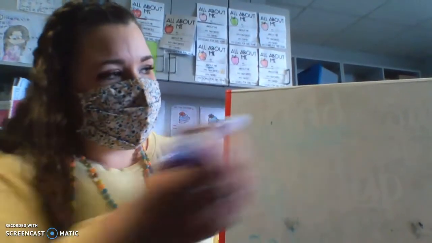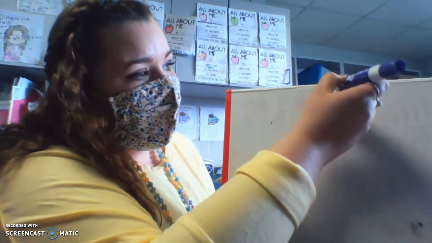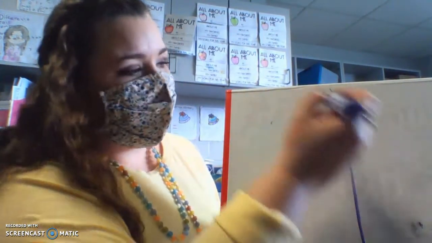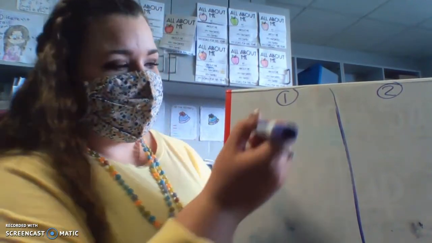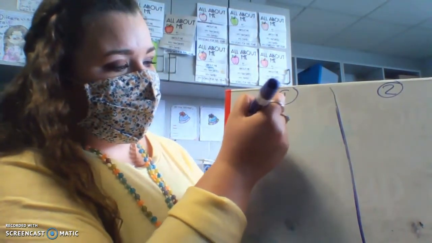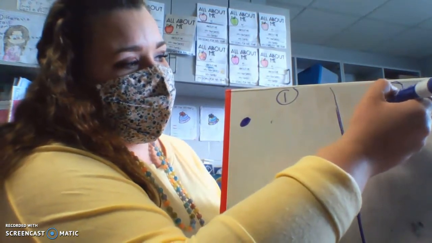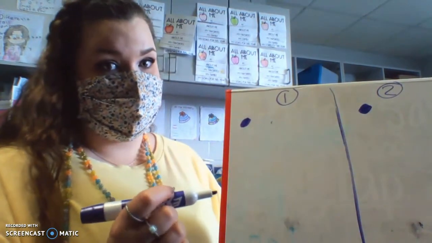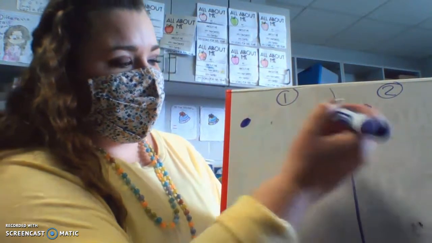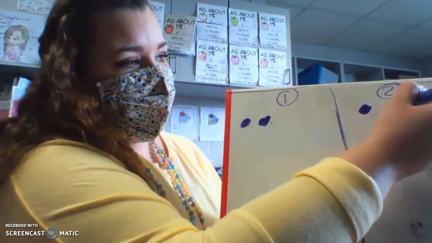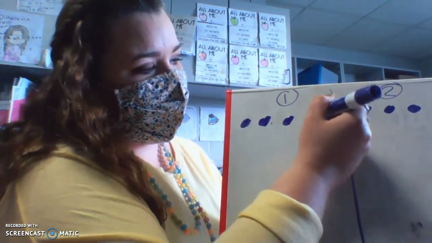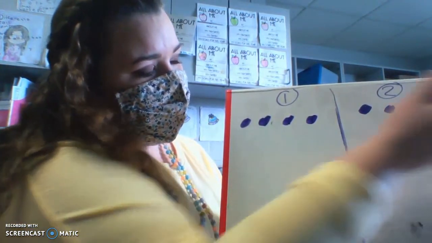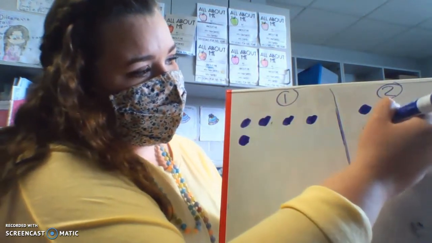If I want to visually see, I can use a chart, and I'm just going to make a line, and this is going to be team 1, and this is going to be team 2. Something super simple that I can do is I can just mark, there's one student, and here's one student, and just go back and forth till I get to 10. So I have 1, 2, 3, 4, 5, 6, 7, 8, 9, 10.